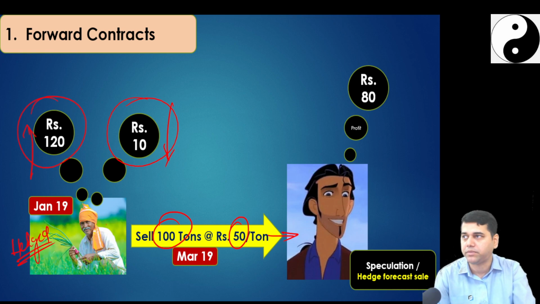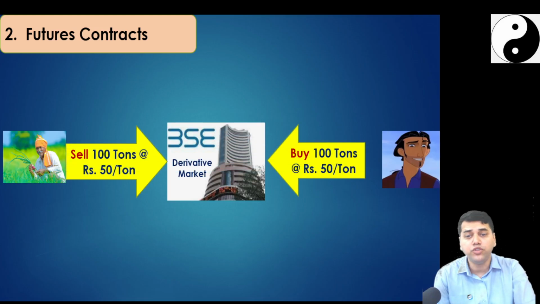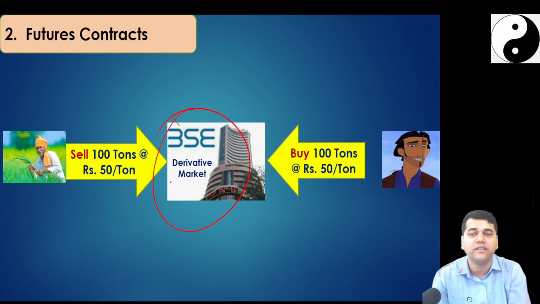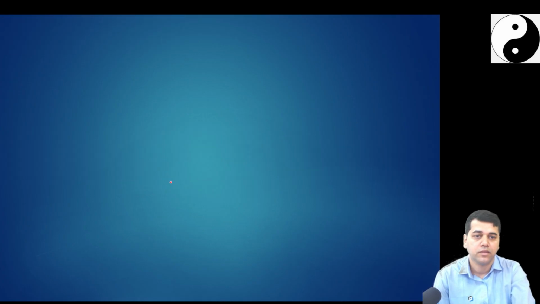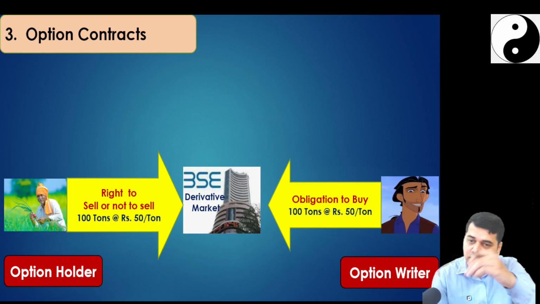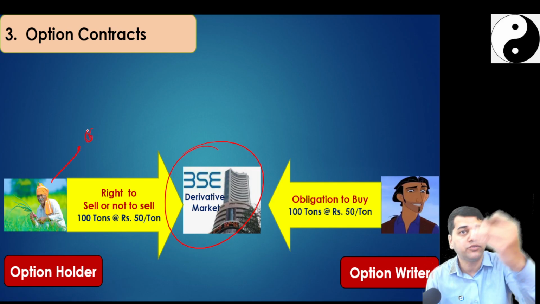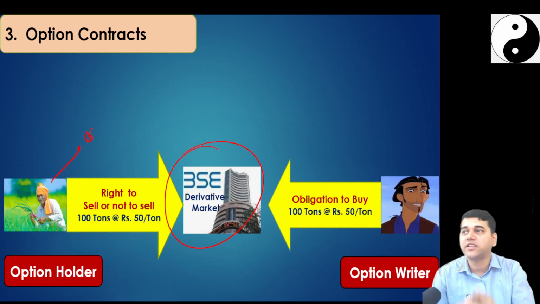Anyhow, the contract happens. The future is the same contract. Forward and futures are the same except there is an intermediate. An option contract is also the same as futures except this guy is an option holder. He has got a right to sell or not to sell. And this type of contract is called a put option.